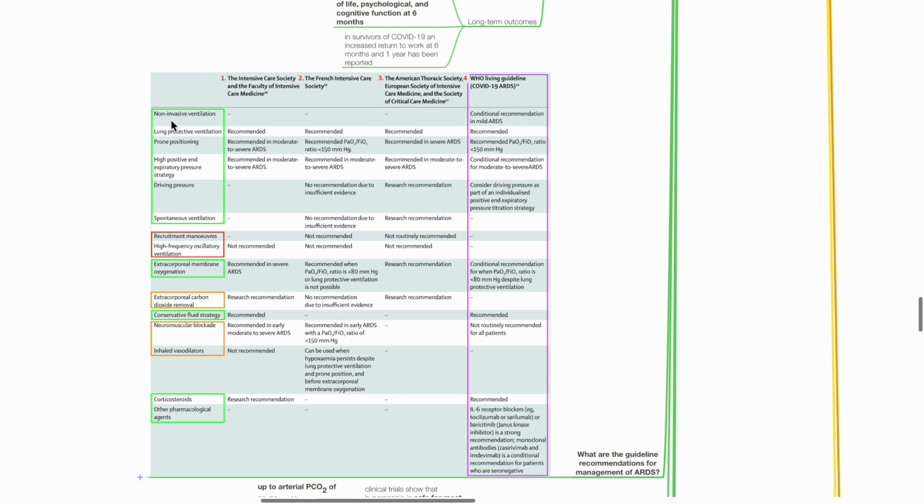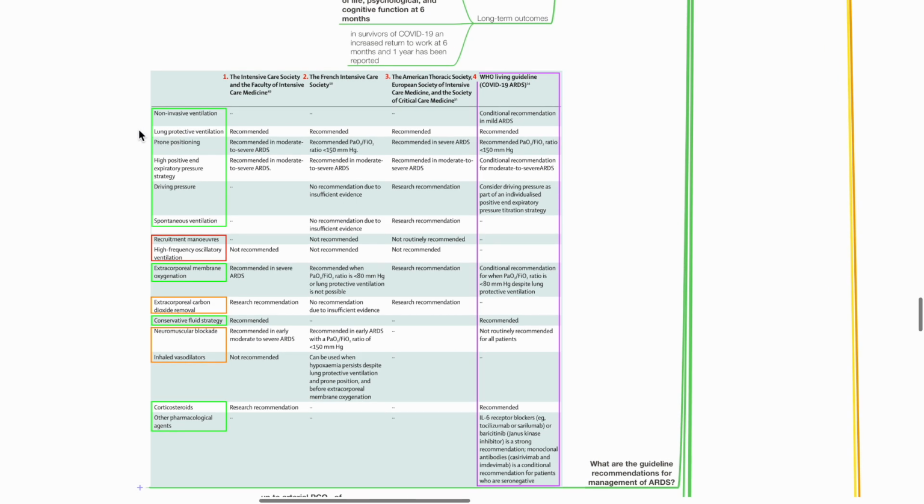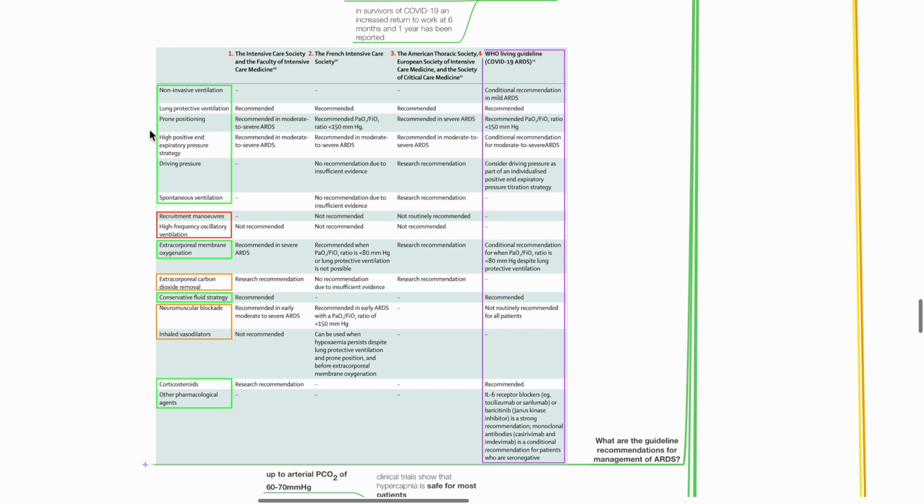The WHO Living Guideline conditionally recommends NIV in mild ARDS. Lung protective ventilation is recommended in all guidelines. Prone positioning is recommended for moderate to severe ARDS. High PEEP is recommended for moderate to severe ARDS in all guidelines. Regarding driving pressure, the second guideline has no recommendation due to insufficient evidence. The third guideline, research recommendation. The fourth guideline recommends considering driving pressure as part of an individualized PEEP titration strategy.